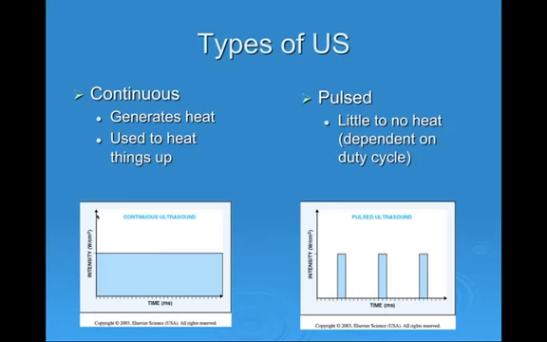In a continuous mode, as shown in the diagram right here, this looks awfully like our direct current, so when it's on, it's running continuously. This is the one that's going to generate heat, and we're going to use it to heat things up. Our pulsed ultrasound is going to produce little or no heat, and that's going to be dependent on the duty cycle or how much time it's on.